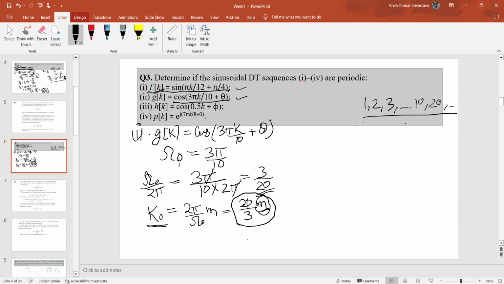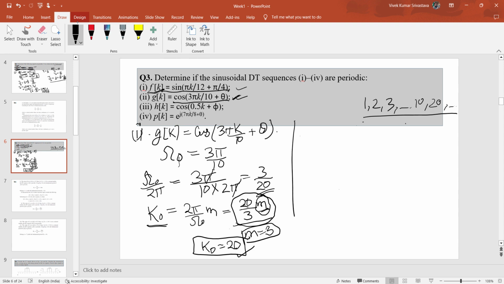The minimum value of m for which this quantity becomes an integer is m equals 3. Once we put m equals 3 here, the fundamental time period will come as 20. So this represents the fundamental time period for this signal.